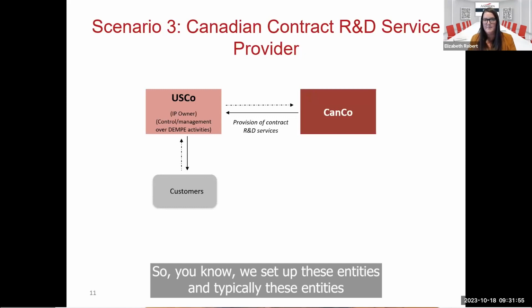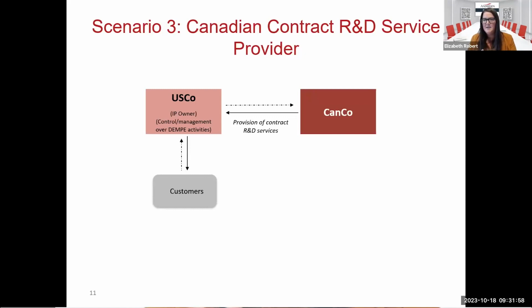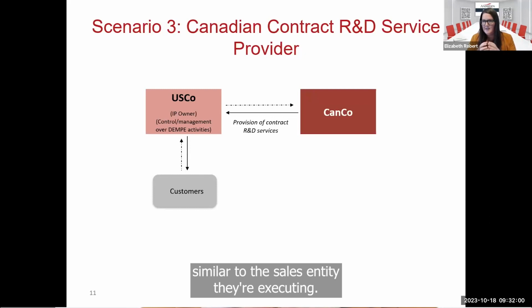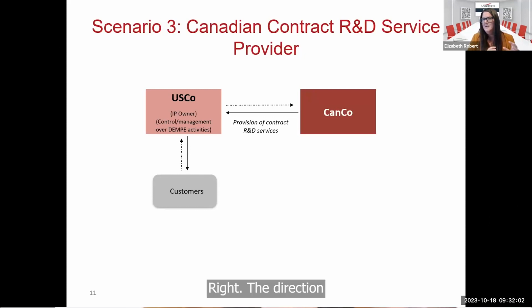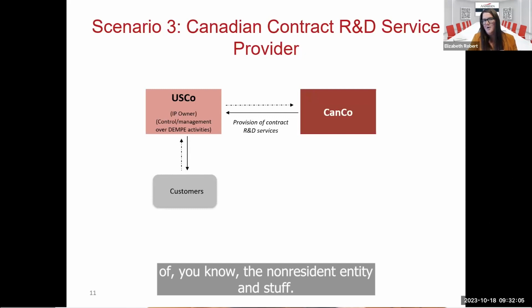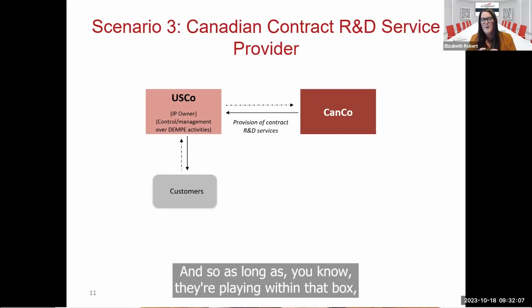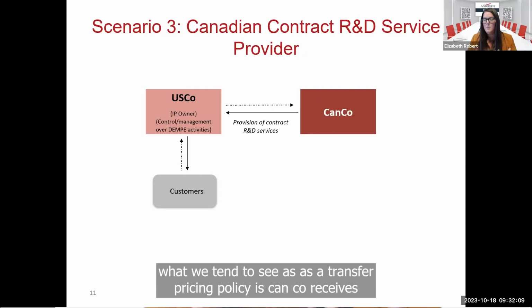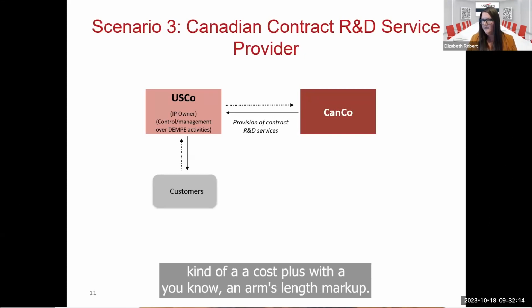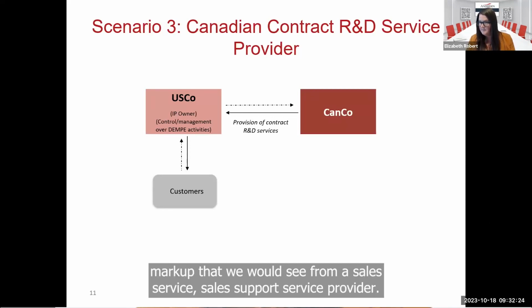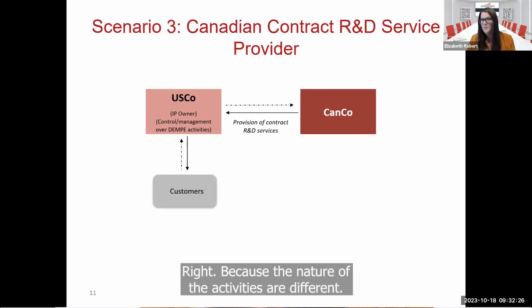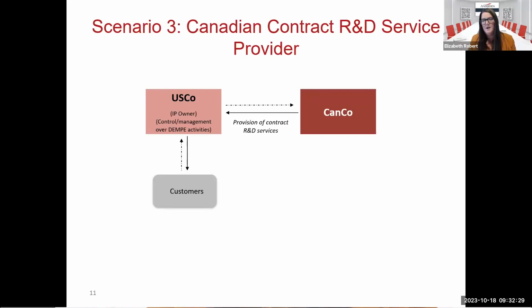So we set up these entities, and typically, similar to the sales entity, they're executing the direction of the non-resident entity. As long as they're playing within that box, what we tend to see as a transfer pricing policy is that Canco receives a cost plus with an arm's length markup, and that markup is likely different than the markup we would see from a sales support service provider, because the nature of the activities is different.